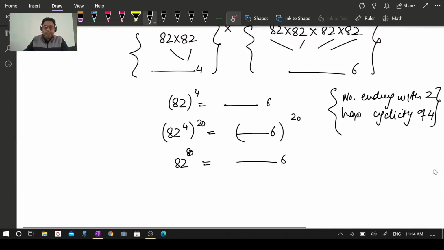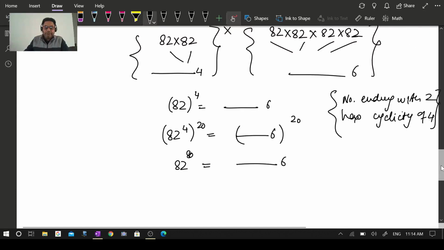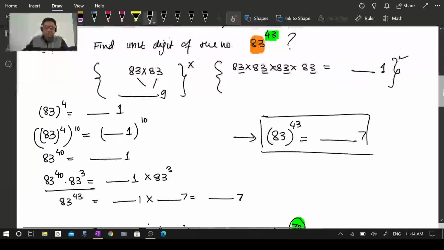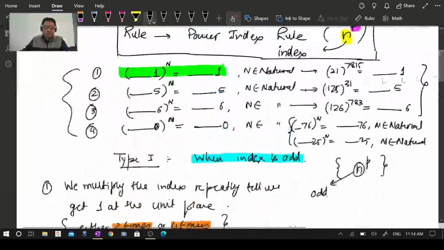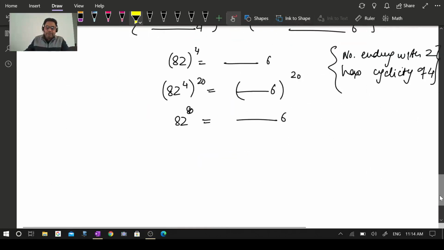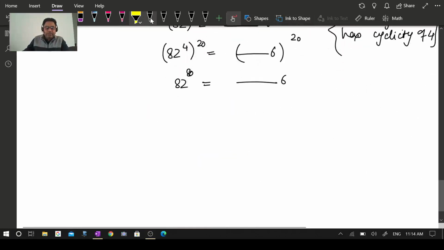We have done 4 important points. Go and check it out. This comes from here: a number ending with 6 raised to the power natural always ends with 6. Now I hope you won't make a mistake. I'm sure about this. Now this is so simple. Now 82 to the power 80, I don't need to write it again, right?